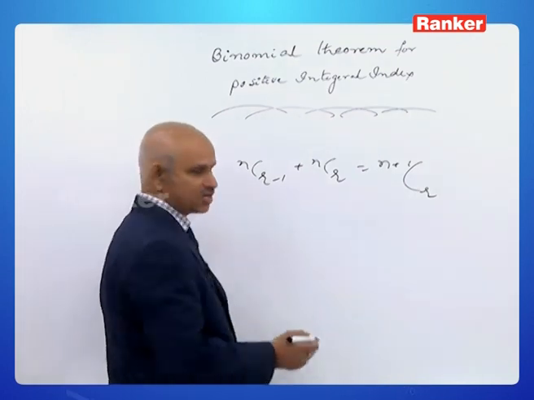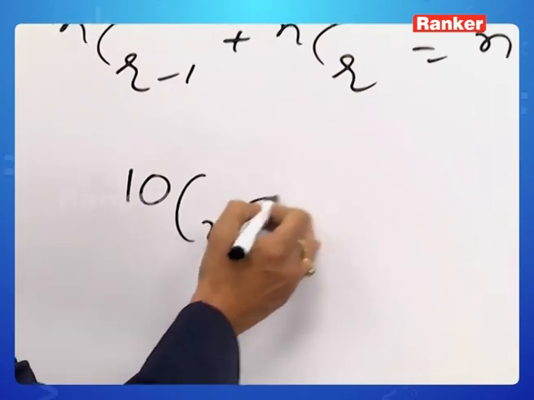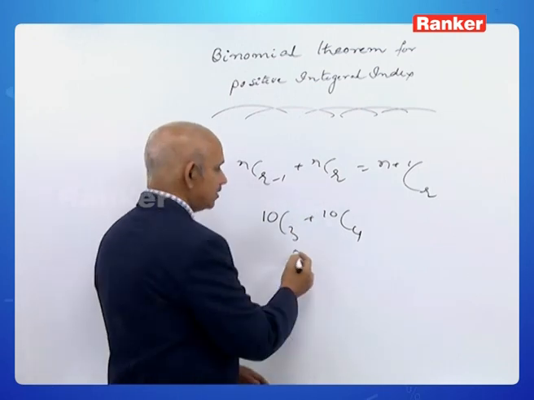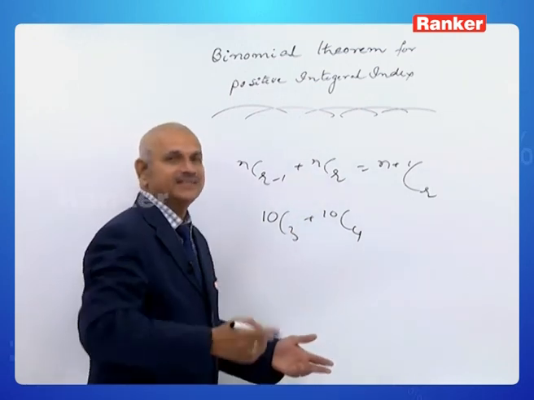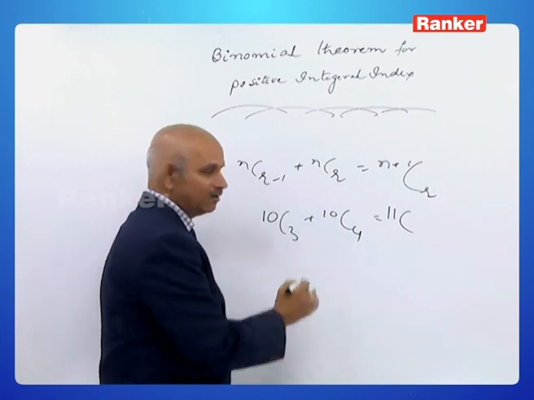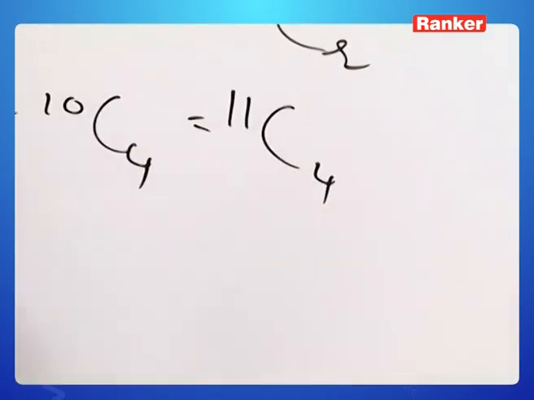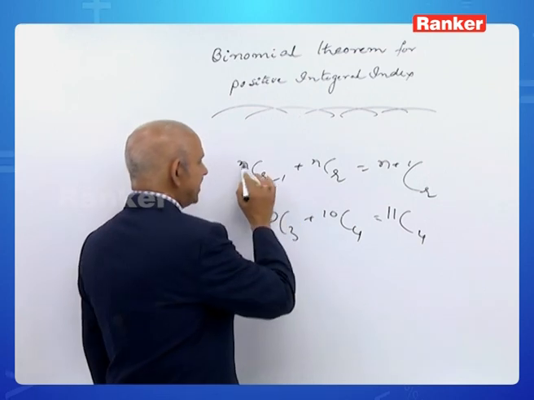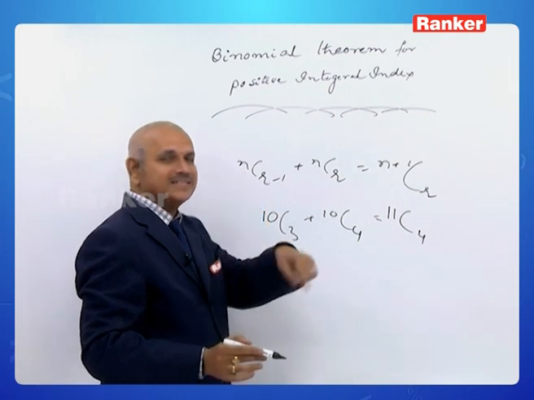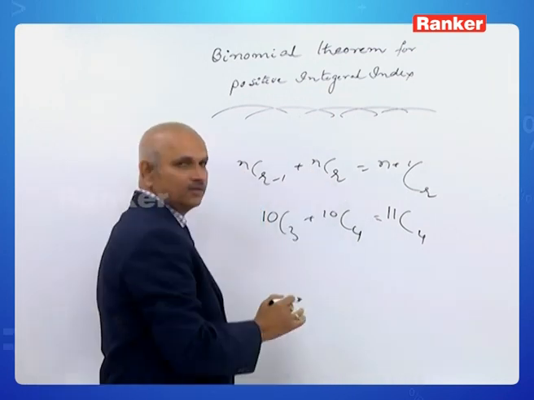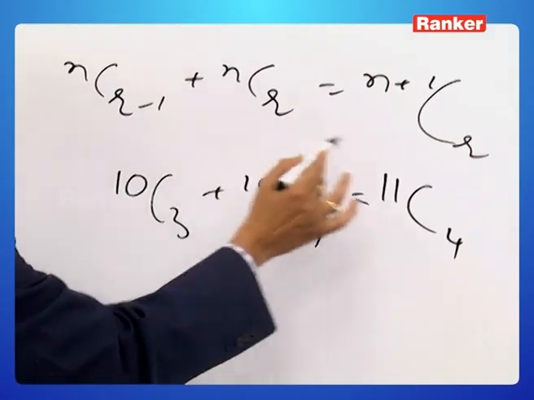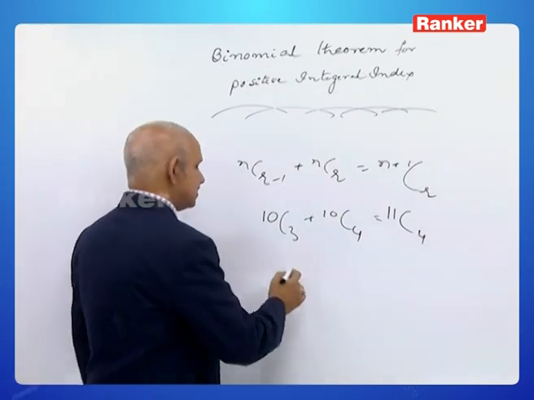Let us have an illustration here. 10C3 plus 10C4: 10, 10, same. 3, 4, differ by 1. That 1 is going to be added to this n so that it becomes 11C3 or 4, which is bigger? 4 is bigger, so 11C4. Just like that, you observe the same thing here also. n, same. r minus 1 and r differ by unity, that is 1. That 1 is going to be added to n so that it becomes (n plus 1)Cr, because between r minus 1 and r, r is bigger, isn't it? Like this we make use of it.